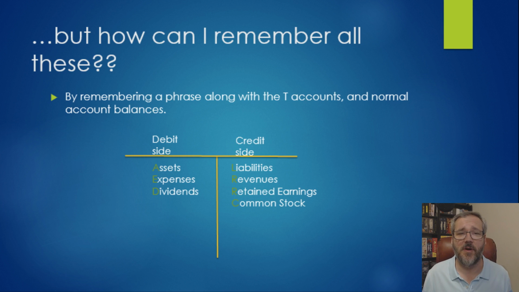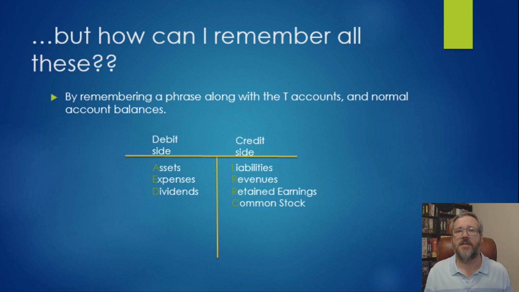How can we remember all these, though? As long as we remember what an account's normal balance should be, we can remember what increases the account. If you can remember what increases the account, well, then you can remember what decreases the account, right? You only have two choices. So this is how I remember it.